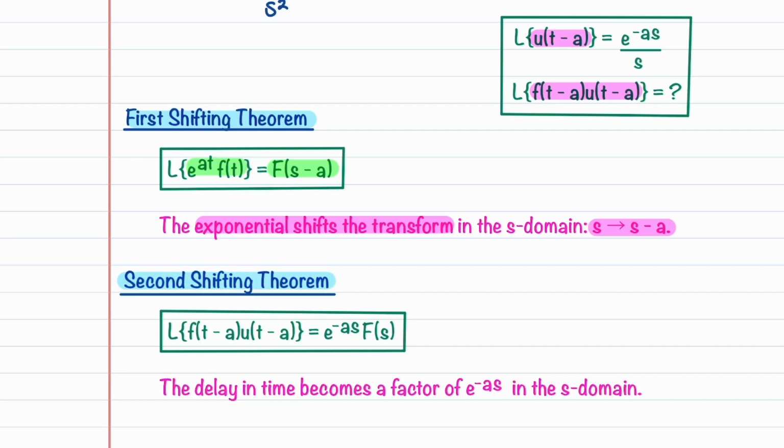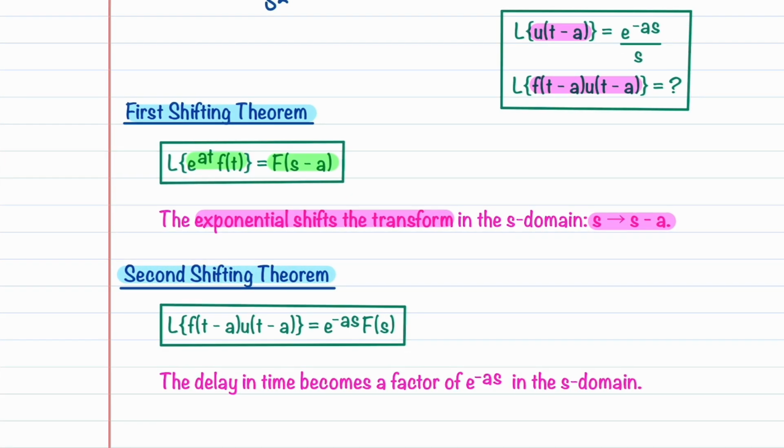The second shifting theorem tells us that the Laplace transform of f of t minus a times u of t minus a is equal to e to the minus as times f of s. This delay in time, represented by this a and this a, becomes a factor of e to the minus as, that's right here, in the s domain. The key to using this theorem is to be able to take your function f of t and change it to a function of t minus a. We're going to do that right now.